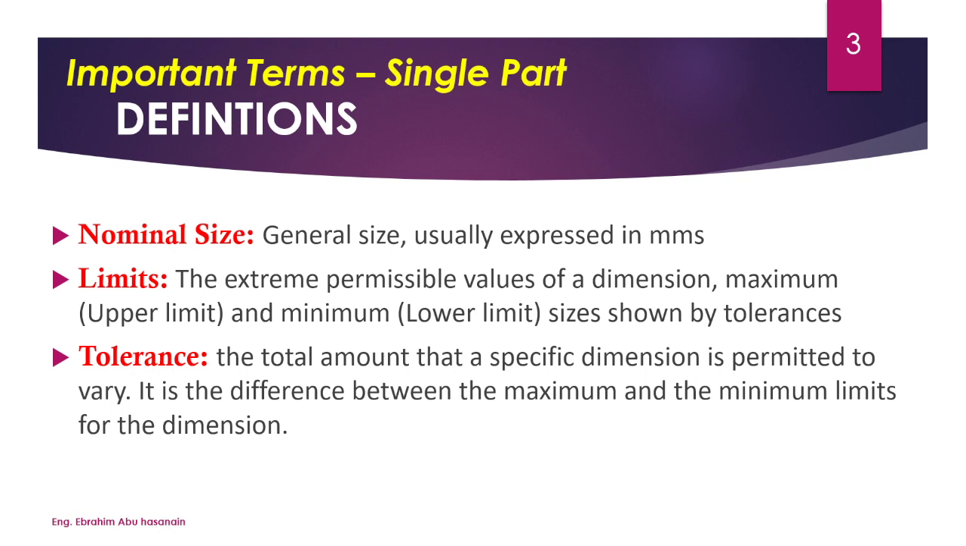Important terms in single part definition. The nominal size Ln that we talked about is the general size, usually expressed in mm. This is the size that we nominated for this part. Limits: the extreme permissible values of a dimension, the maximum upper limit and the minimum lower limit, shown by tolerances.